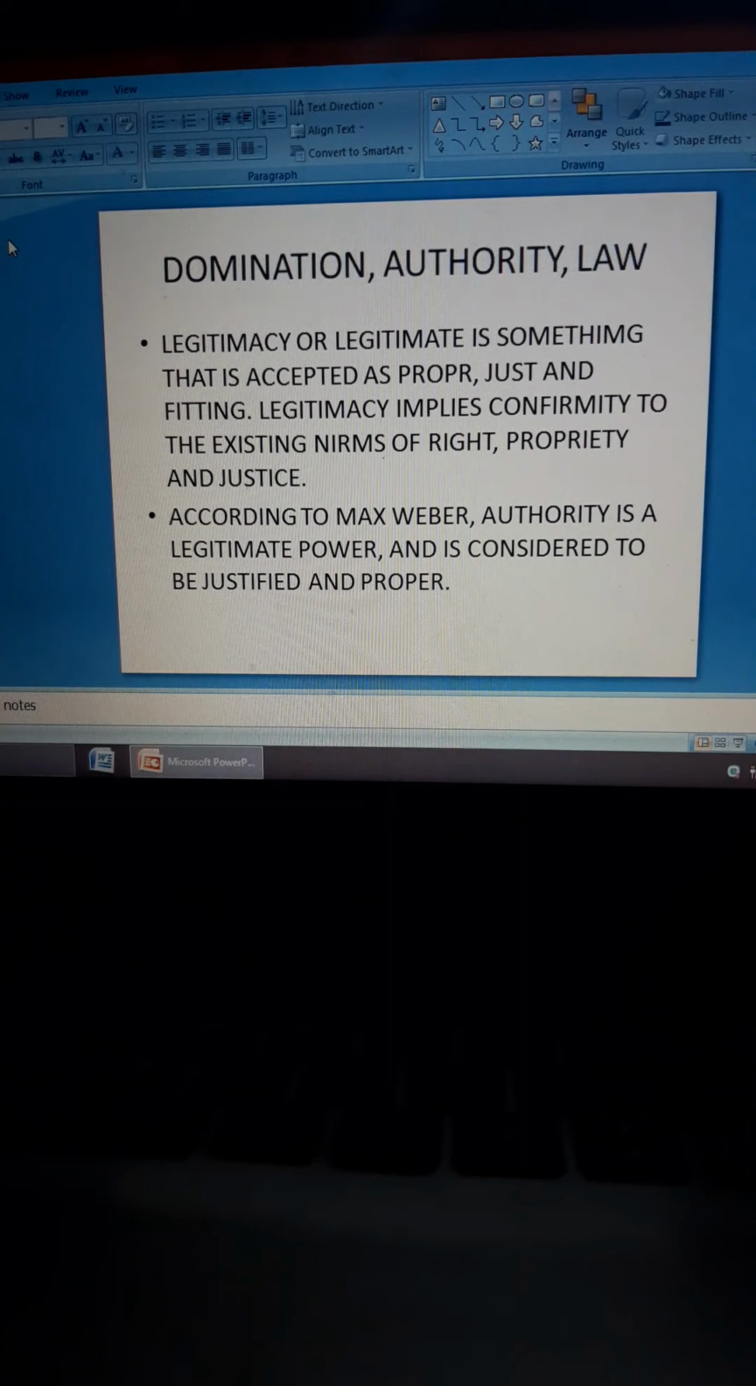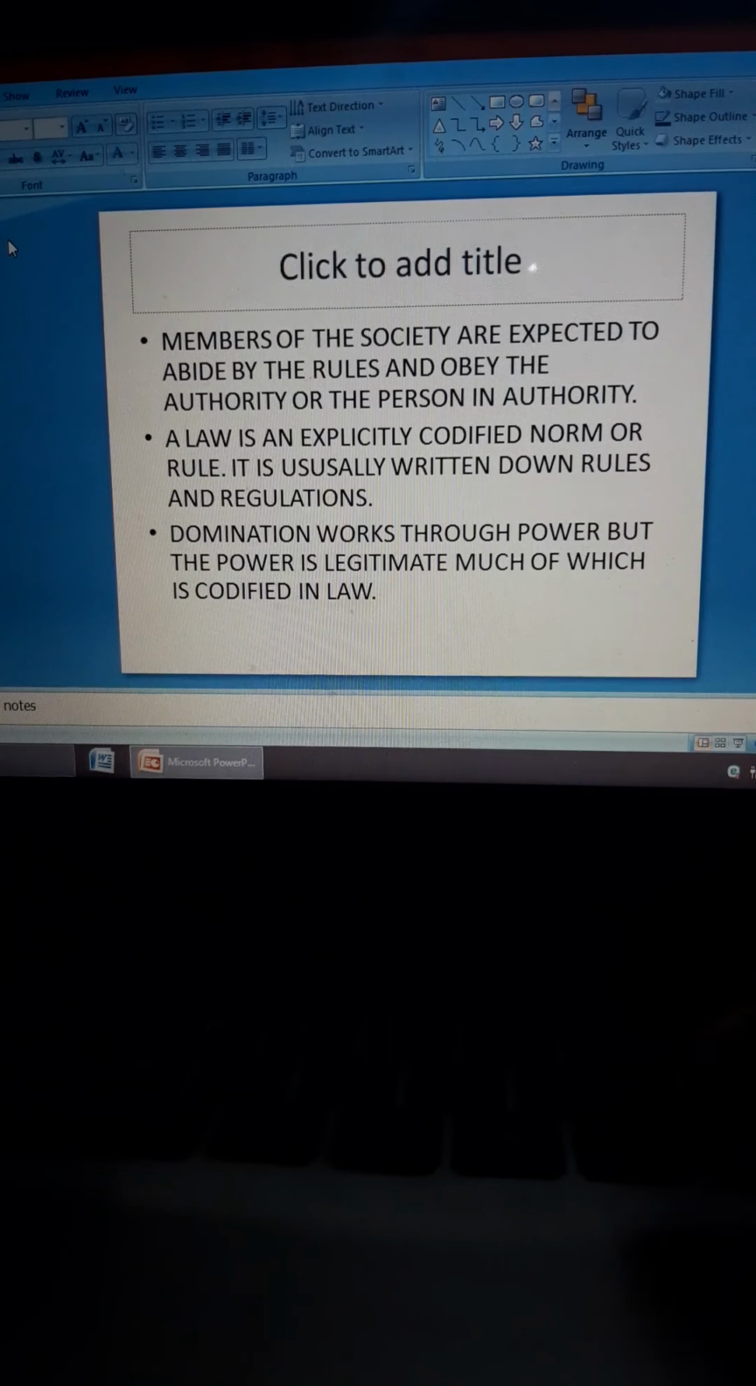According to Max Weber, a sociologist, authority is a legitimate power. He has talked about different types of authority. He says that authority is a legitimate power, something which is genuine and is considered to be justified and proper. So authority is a legitimate power which is proper, justified, and accepted in the society. Members of the society are expected to abide by the rules and obey the authority or the person in authority. Those who are not in power are expected to respect and obey the people who hold authority and power.